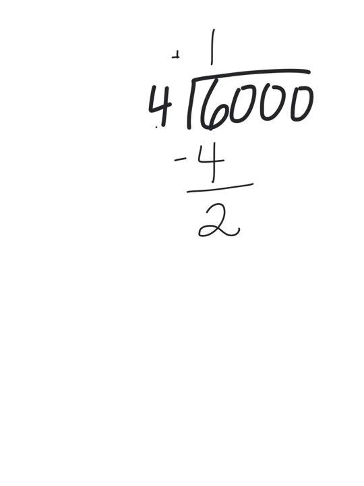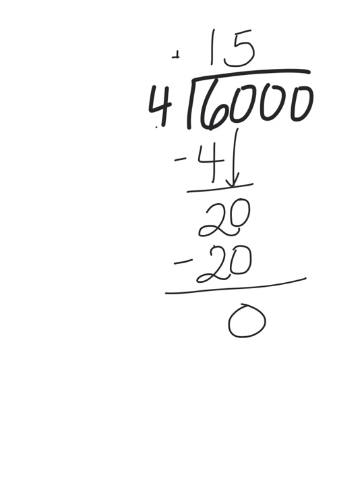Can 4 go into 2? No. So let's bring down our 0. 4 goes into 20 5 times. 5 times 4 is 20. Let's subtract. We got a 0. Now, I'm going to pause for just a moment. Don't confuse yourself here. Stay the course. Keep following the same pattern. I know that there are a lot of zeros coming up, but we've got this.